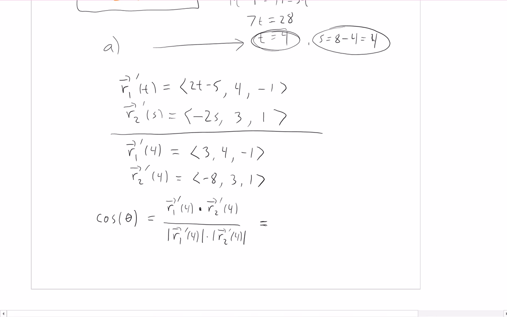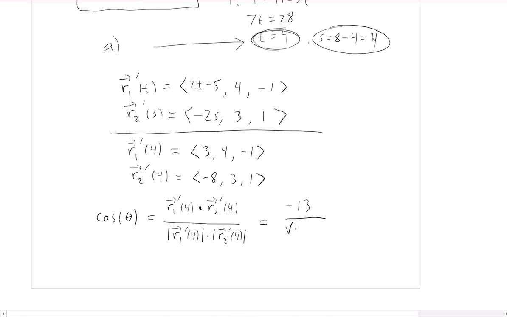So let's compute that. Let's see, what's the dot product? 3 times negative 8 is negative 24. Plus 4 times 3, so plus 12 is negative 12. And then minus 1, so negative 13 is the dot product. Divided by the product of their lengths. Just compute the lengths of these two vectors and you'll see that they are square root of 26 and square root of 74.